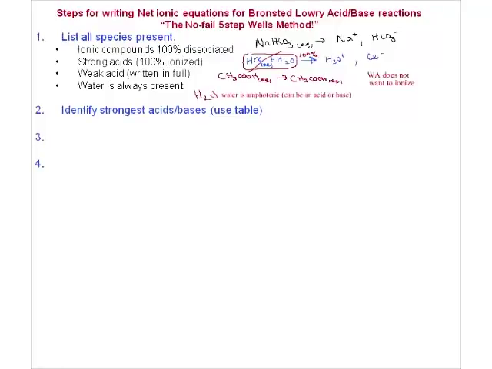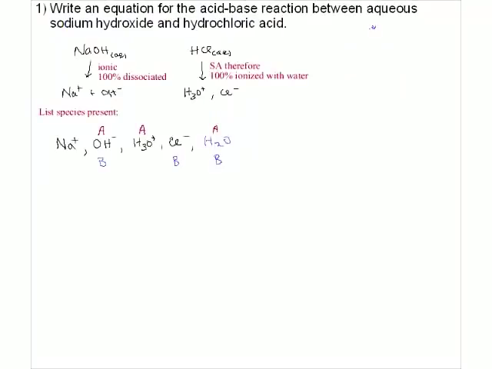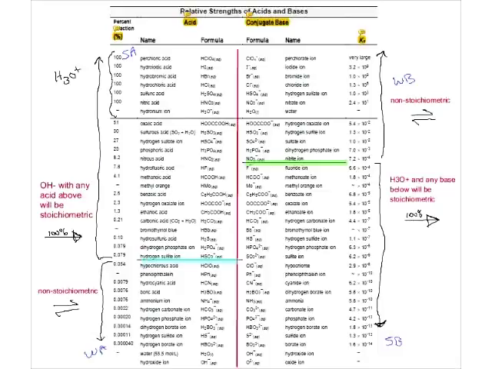Now that we've identified which are acids and which are bases, we have to identify the strongest ones. Whichever one is the strongest acid, that's the one that's going to be the acid. Whichever one's the strongest base, that's the one that's going to be the base. And then we're going to write our reaction. So looking at OH minus, H3O plus, H2O, which is the strongest acid? I go to my table. I'm looking at these and I'm seeing H2O is on the bottom.